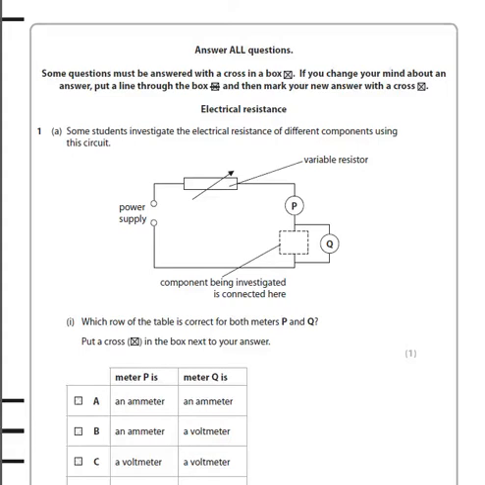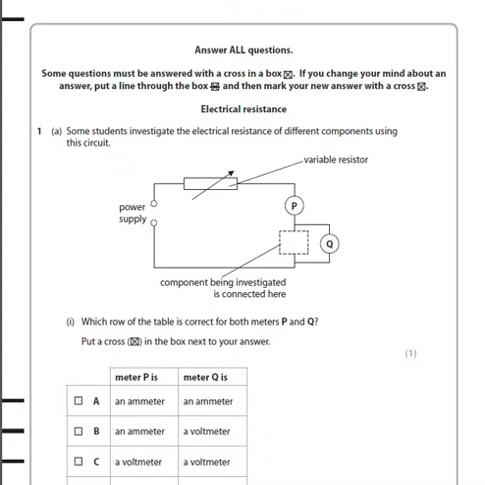Let's have a look at question 1 of the November 2012 P2 Higher Physics paper. So, electrical resistance. Some students investigate the electrical resistance of different components using this circuit. And you can see there's a power supply, variable resistor, a test component, and then two other components called P and Q. It says which row of the table is correct for both meters P and Q.